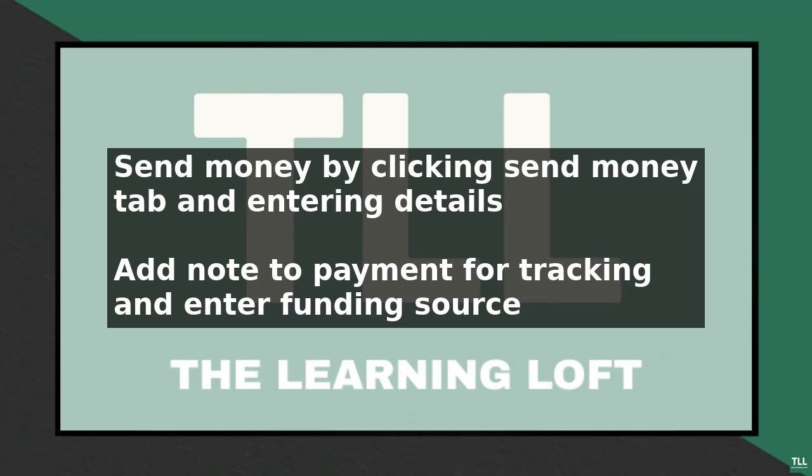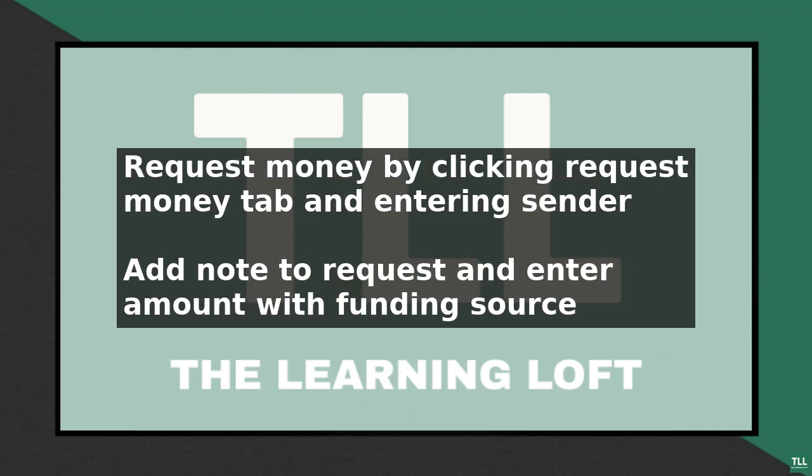To request money, click on the Request Money tab and enter the sender's name, phone number, or email address. You can also add a note to the request, which can be helpful for explaining what the request is for. Enter the amount you are requesting and choose a funding source. Review the transaction details and then click Request.